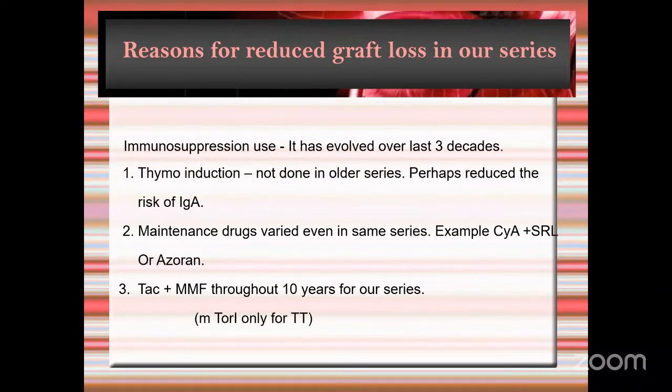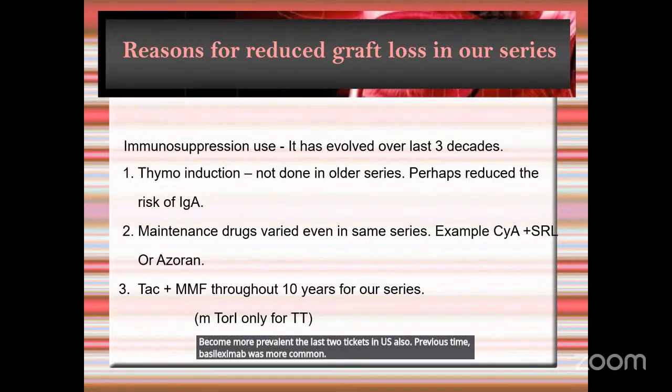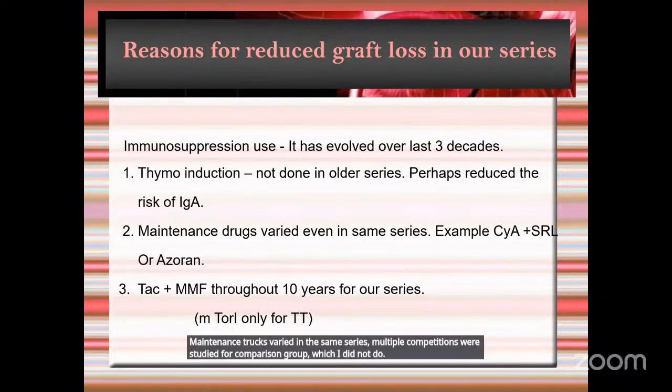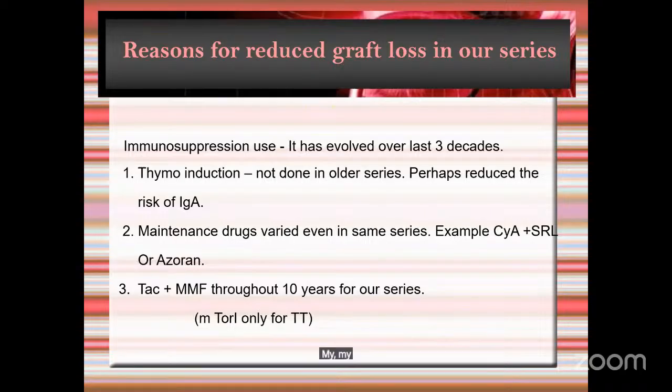Now, reasons for reduced graft loss in our series. One is thymoinduction, which was not done in many studies in the last 30 years, and is more prevalent in the last 2 decades in the US also. Previously, basiliximab was more common. That I think reduced the risk, perhaps the risk of IgA, which many publications show. Maintenance drugs varied in the same series. Multiple combinations were studied for the comparison group, which I did not do. My group was fairly consistent, tacrolimus and MMF throughout.